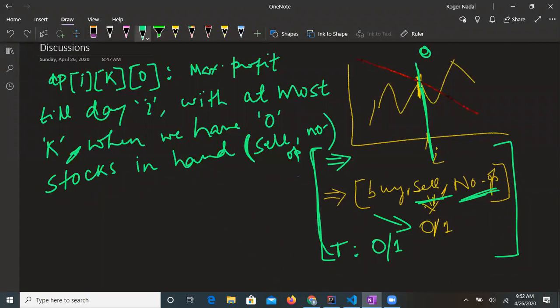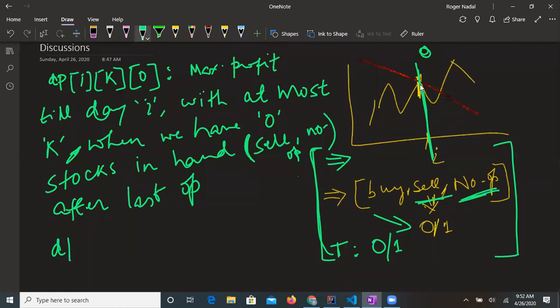So is the reason you're defining it like this that the DP array completely captures the state of the problem at any given point in time? Yeah, at any point of time, you have all the possible info you may need. So let's make them complete after the last step which you just did on that day. Similarly, DP[i][K][1] would be exactly the same thing: maximum profit till day I with at most K transactions when we have one stock in the hand. Exact same story.